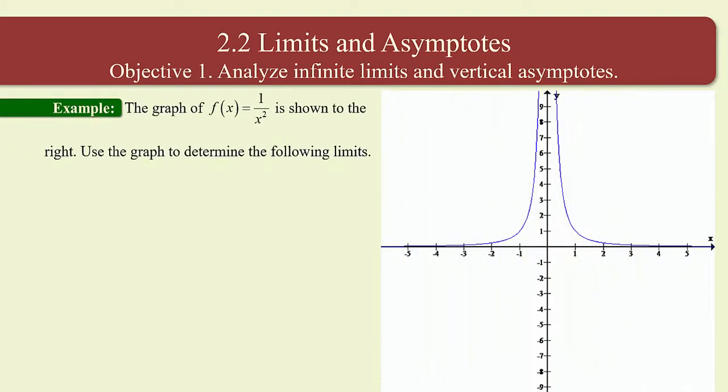So next, let's look at the graph of f of x equals 1 over x squared. So there it is. Use this graph to determine the following limits. Part A, the limit as x approaches 0 from the right of 1 over x squared. Part B, the limit as x approaches 0 from the left of 1 over x squared. And then part C, the limit as x approaches 0 of 1 over x squared.